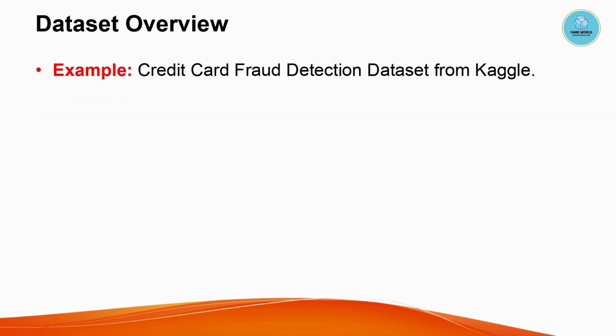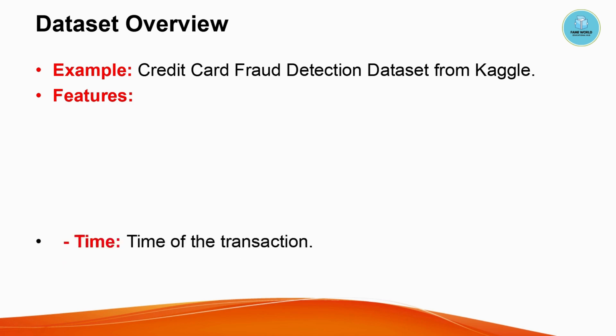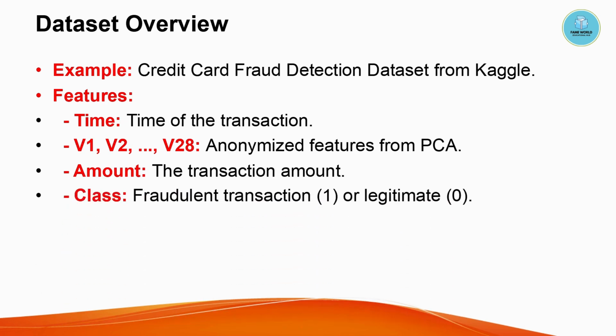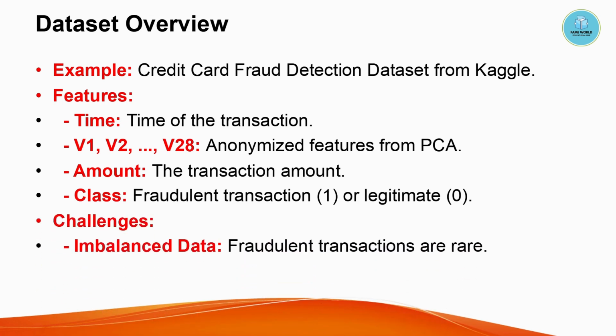transactions. The dataset used in this case is the credit card fraud detection dataset from Kaggle, which is commonly used for training fraud detection models. The dataset includes features such as time of the transaction, anonymized principal components like V1, V2 till V28, amount of transaction, and a class label that indicates whether the transaction was fraudulent, that is class 1, or legitimate, that is class 0.